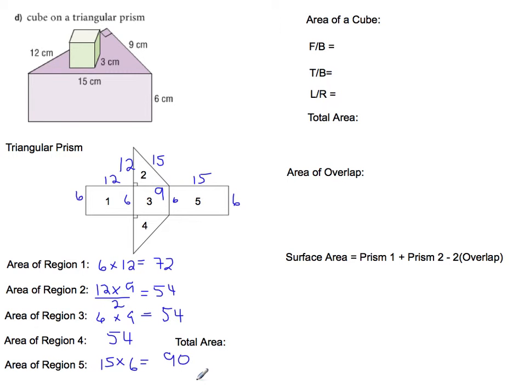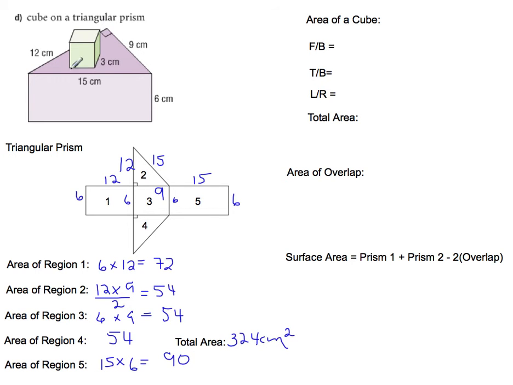So I'm just going to add these up on my calculator just to make sure I don't make a mistake. So again, I'm going to do it one more time just to make sure. And I get 324, and we're talking about centimeters. And since it is area, it's centimeters squared.